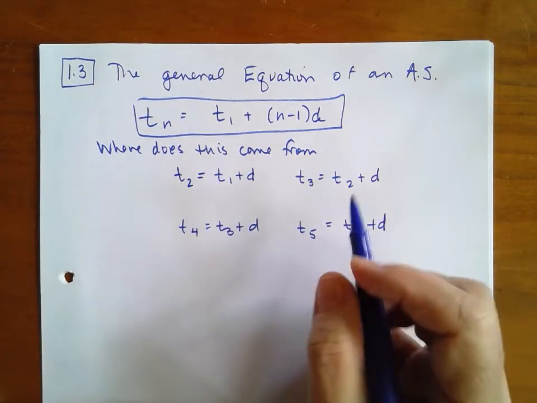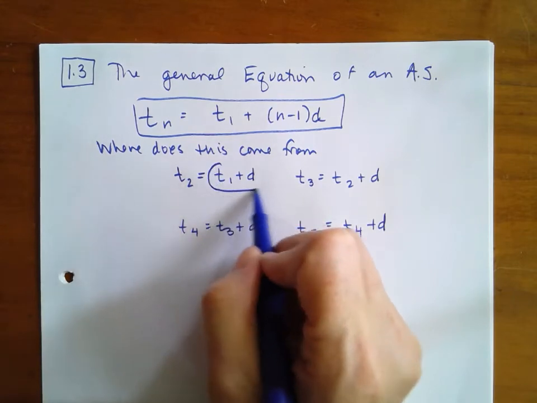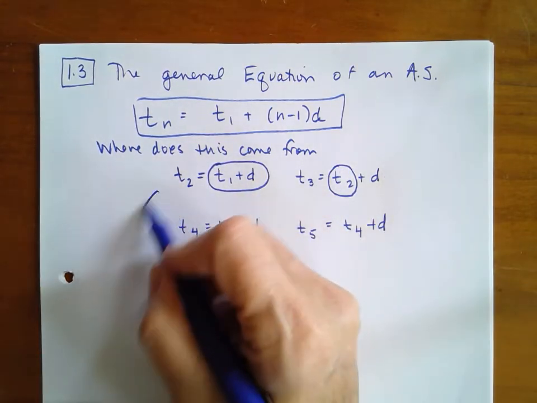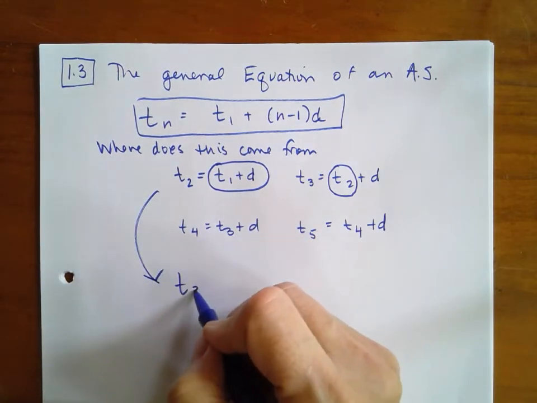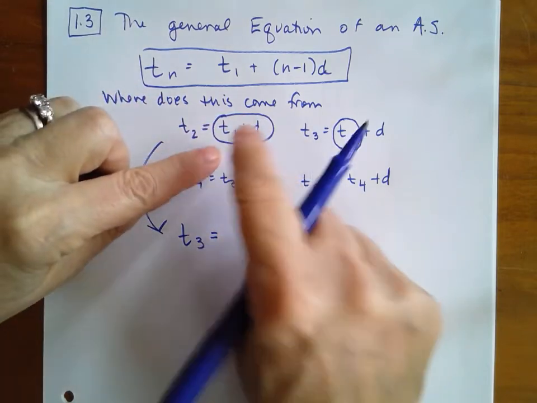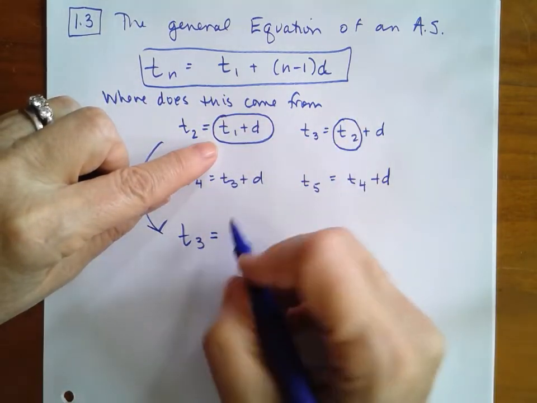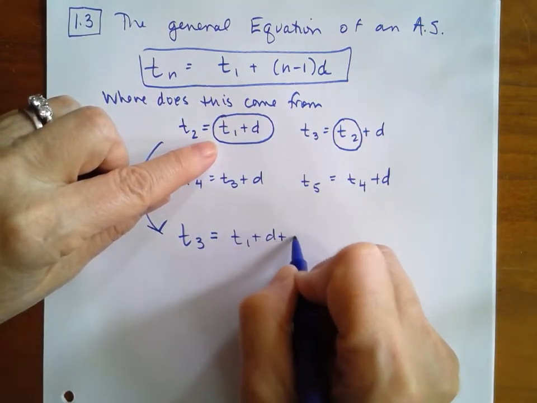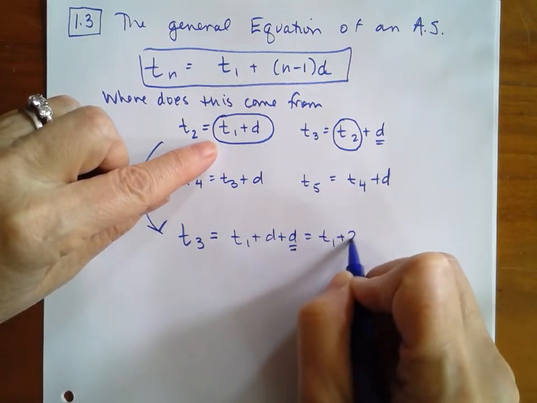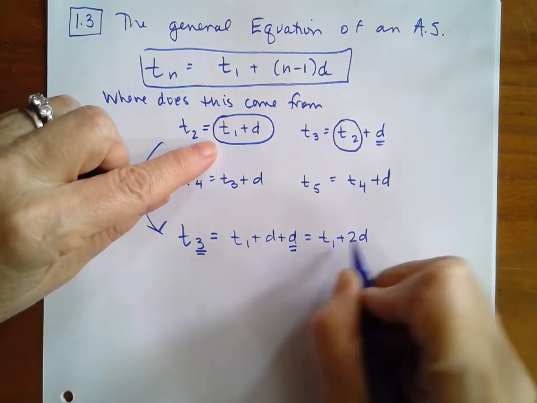What I did in class today was say, if this is t sub 2, then I'm allowed to put it where t sub 2 is. That gives me that t sub 3 is equal to t sub 1 plus d plus d. That's equal to t sub 1 plus 2d. We noticed that if that's a 3, that became a 2.